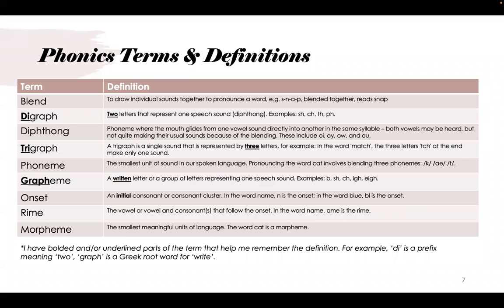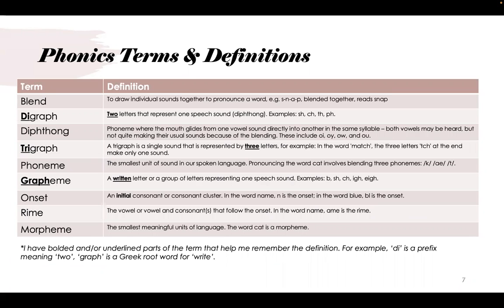Digraph. Di means two, graph means letter or picture. So it's two letters that represent one speech sound. So examples, sh, ch, th. One speech sound, which is a diphthong, two letters, but this one is only consonants. A digraph is only going to be non-vowel letters.